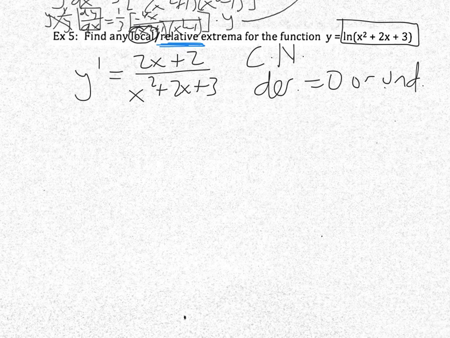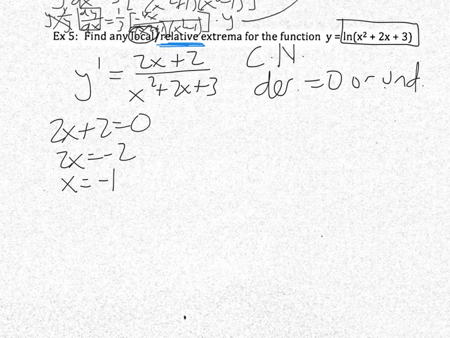So I want to find out where this equals 0 or undefined. It's going to equal 0 where the numerator equals 0. So set it equal to 0: 2x equals negative 2, so x equals negative 1 is a critical number. That's a number we have to test and see if the derivative's changing from positive to negative. And then we want to find where it's undefined. It's undefined where the denominator equals 0.